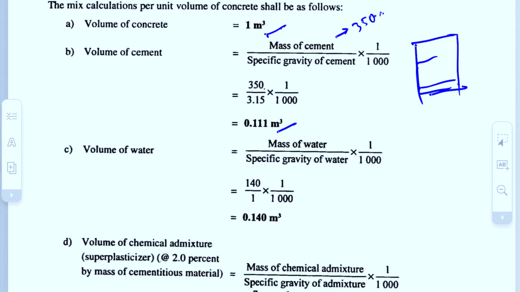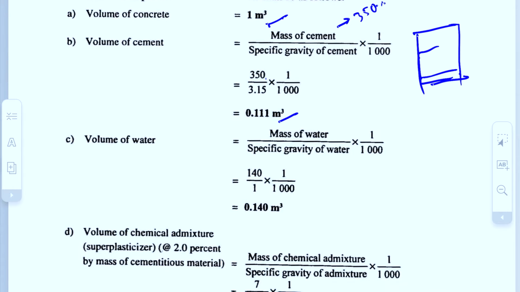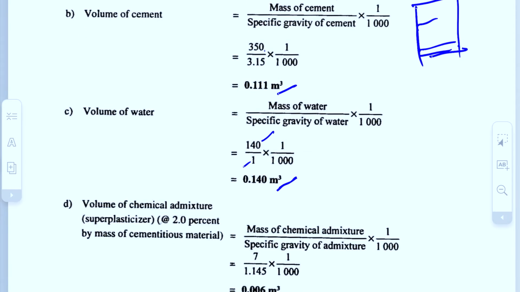Okay, so then we have the volume of water. Mass of water divided by specific gravity of water into 1 divided by 1000. Mass of water we have calculated, 140. Specific gravity of water is 1. Into 1 divided by 1000 will give us the value of 0.140 meter cube.